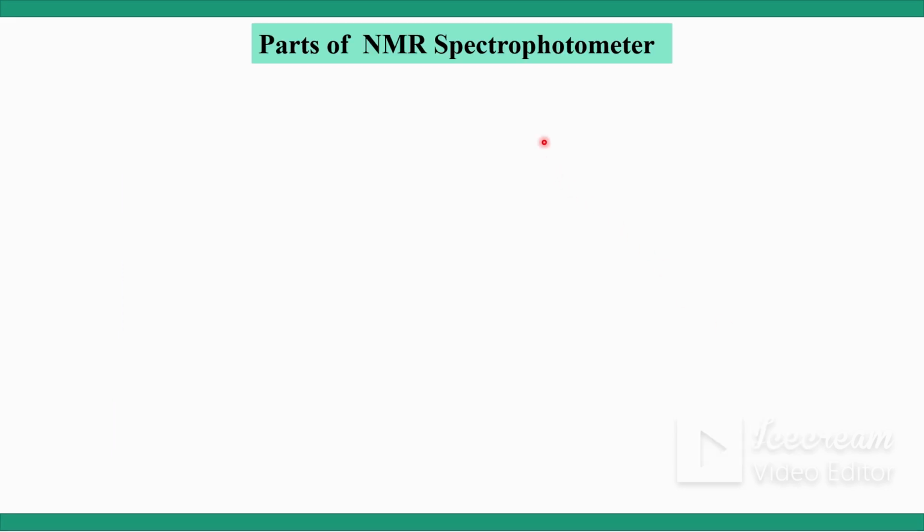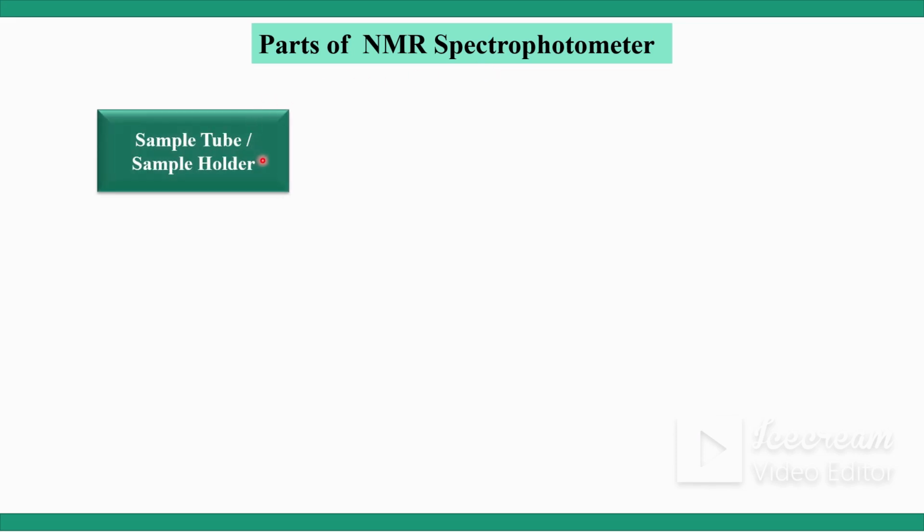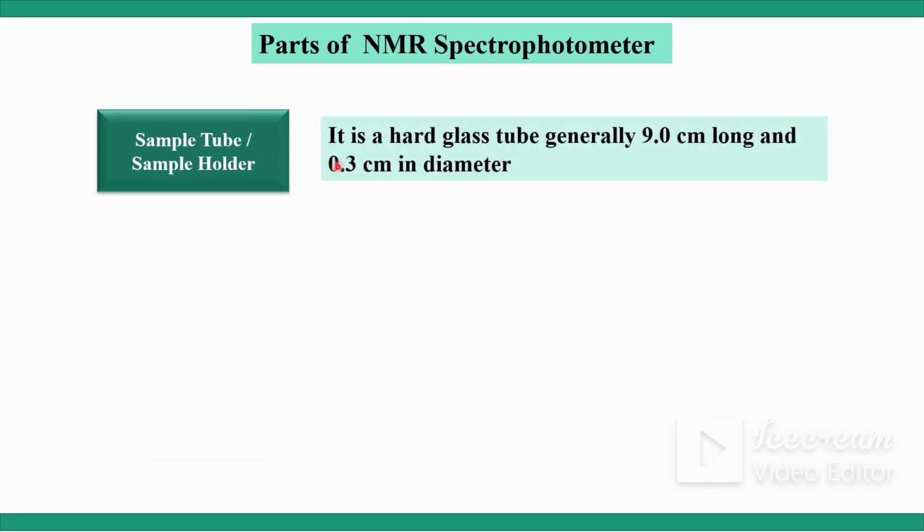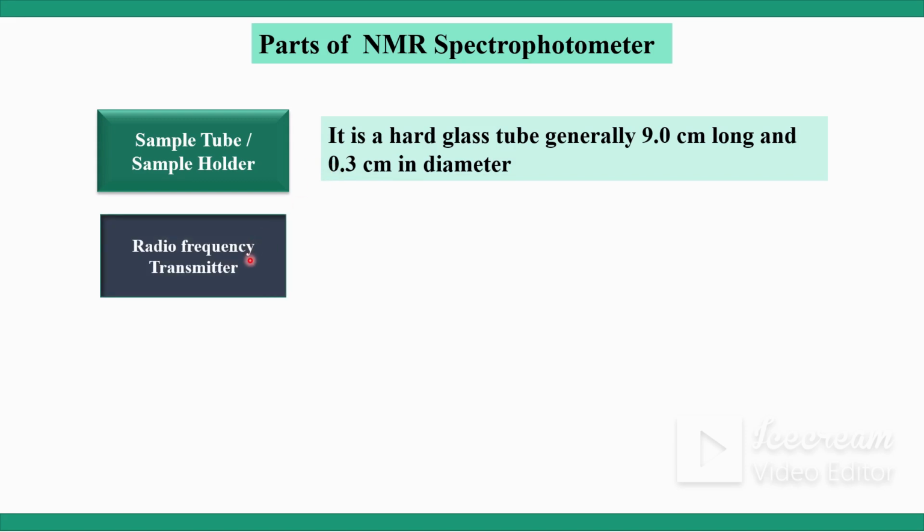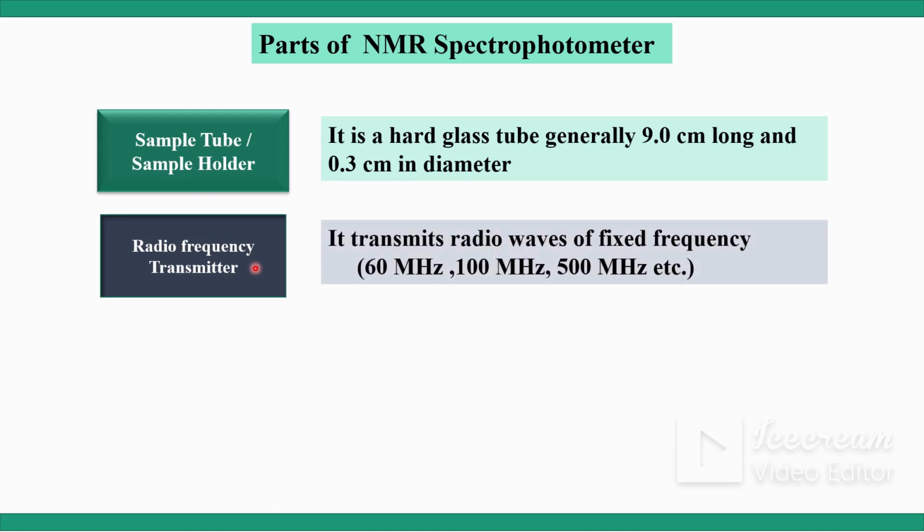Now let us see the parts of the NMR spectrophotometer. The first is the sample tube or sample holder. It is a hard glass tube, generally 9 cm long and 0.3 cm in diameter. The second part is the radio frequency transmitter. It transmits radio waves of fixed frequency, that is the instrumental frequency. It may be 60 MHz, 100 MHz, 500 MHz, etc.